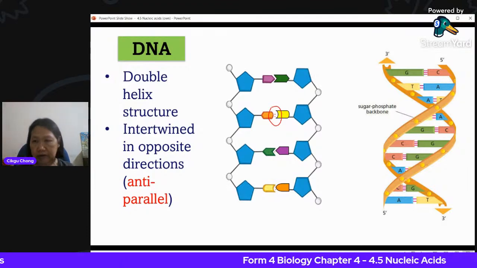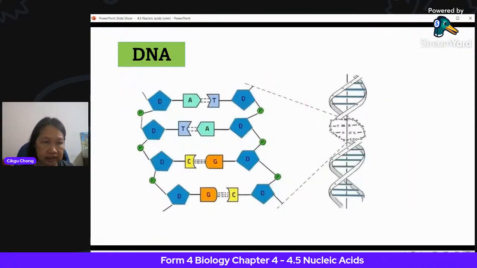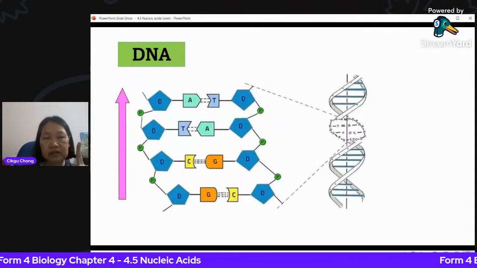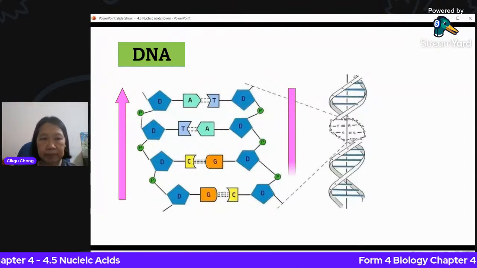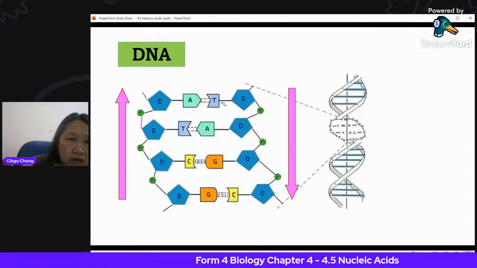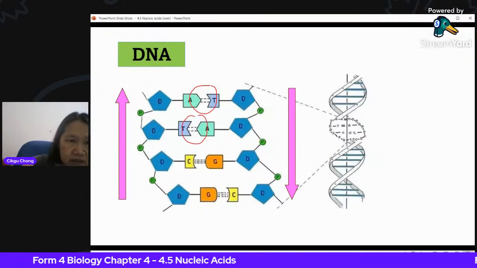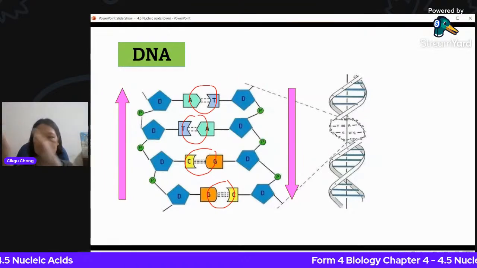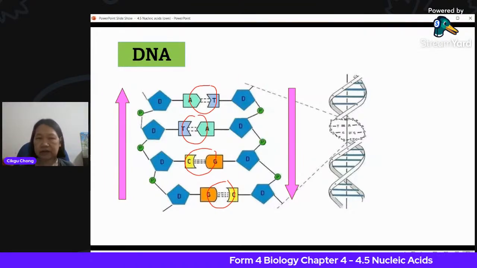We call it anti-parallel. Now, so you see like this. You see this one facing up here, right? The pentagon is pointing up here, and then the other pentagon is pointing down. Okay. And then you remember this one must be correct, this one. A and T, C and G must be like that. Okay. That is your structure of DNA.